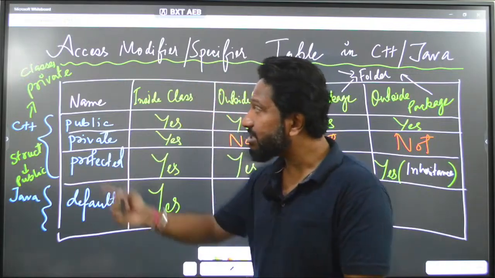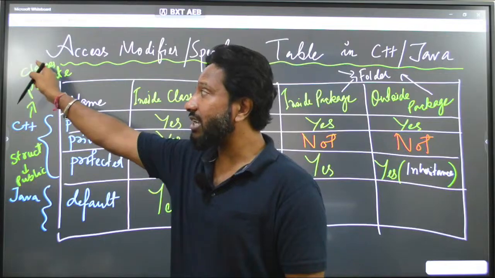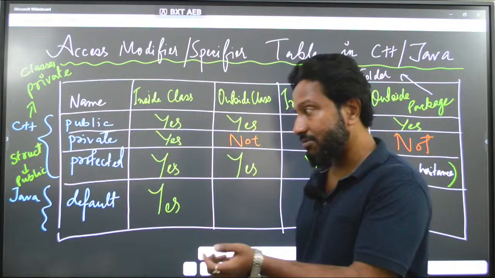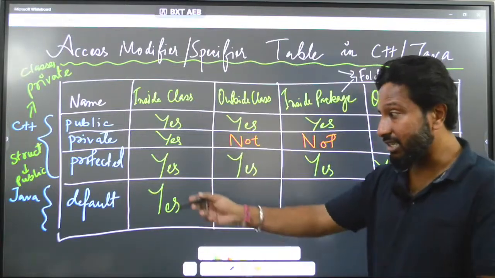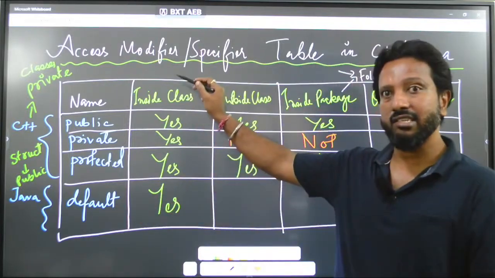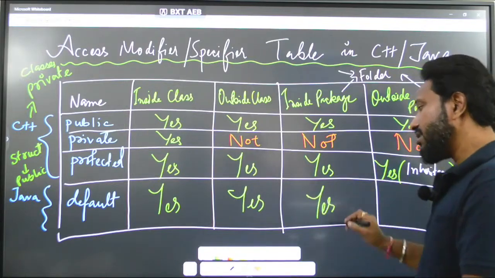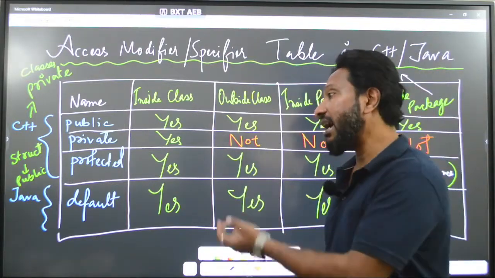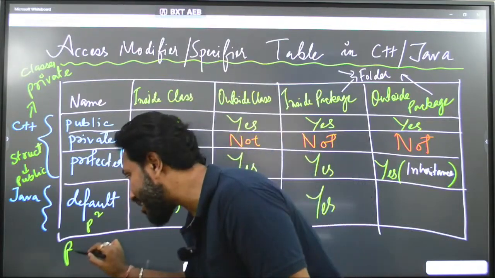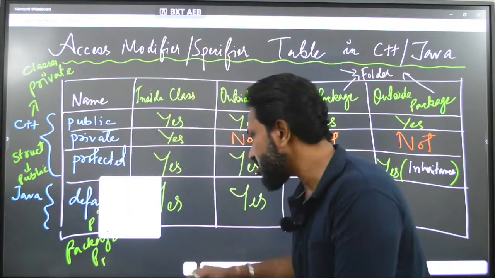Okay, in case of C++, when you don't write anything, it is given the private access modifier for classes. In case of structures, it is given the public access modifier if you don't write anything. Okay, so please remember this. In case of Java, if you don't write anything, it is given the default access modifier. And yes, the default access modifier is accessible inside the class, outside the class, inside the package, because in the MNC standards, in case of IT industry, the default is also known as P square. That means package private, only inside the package.